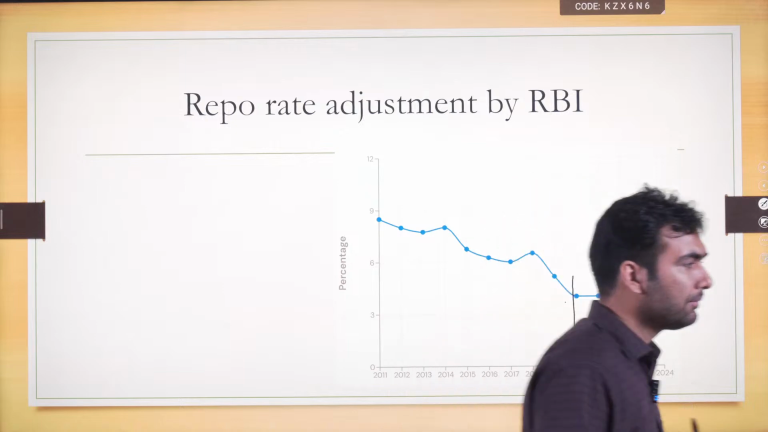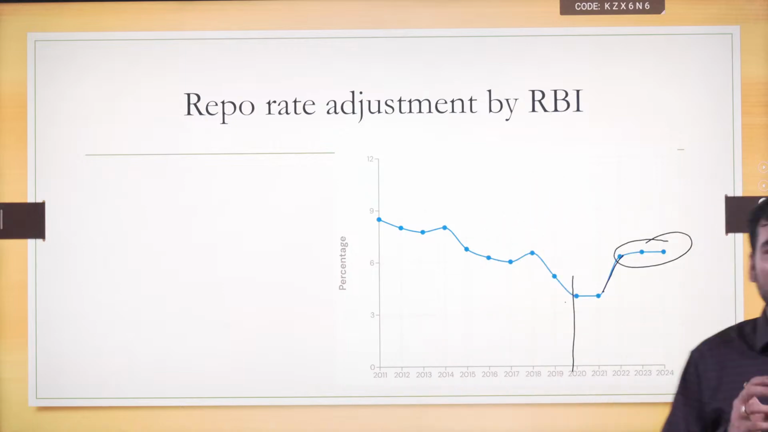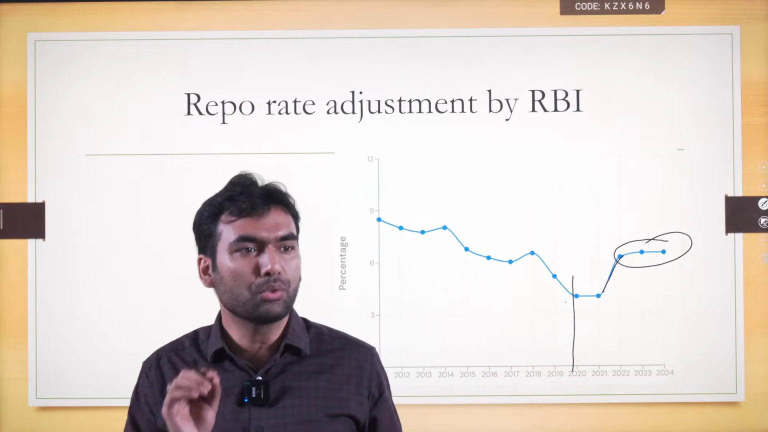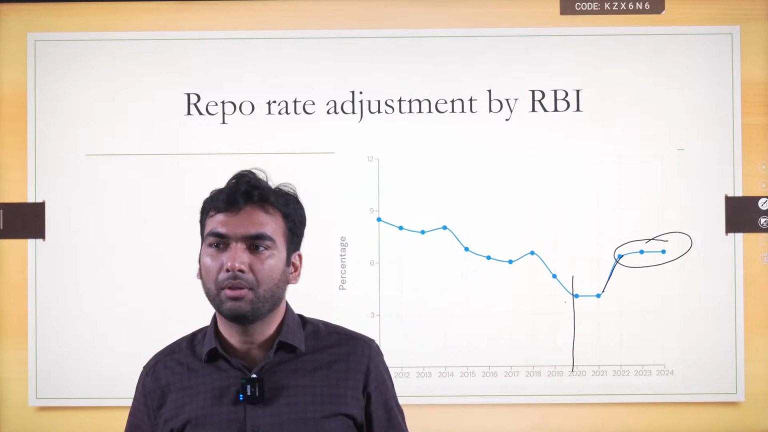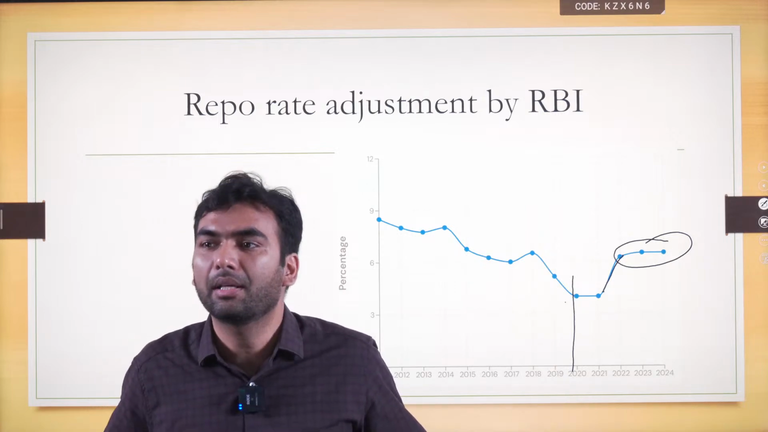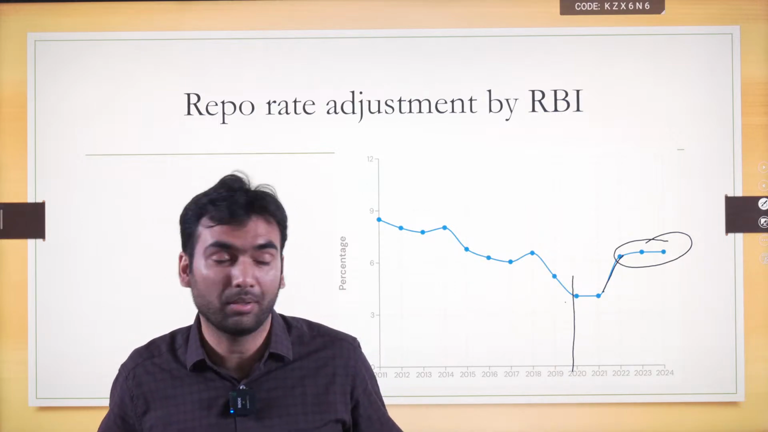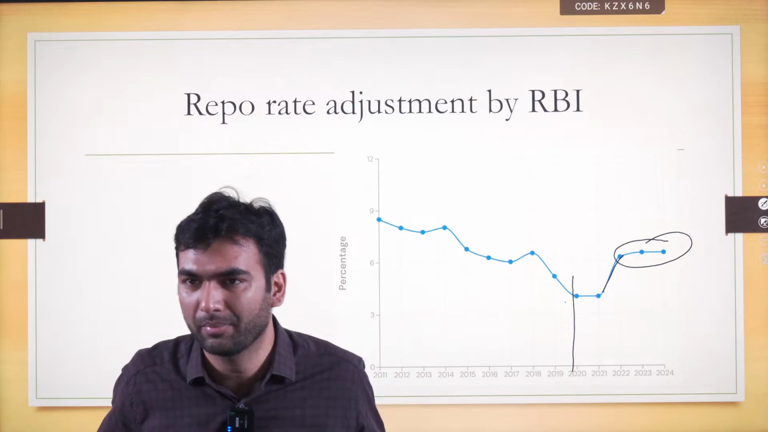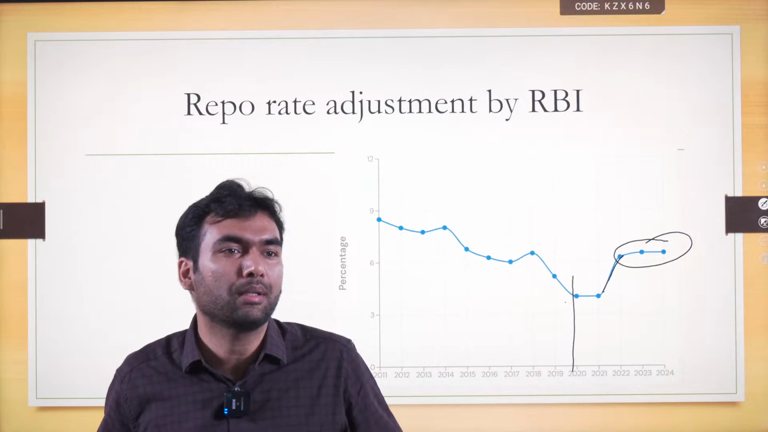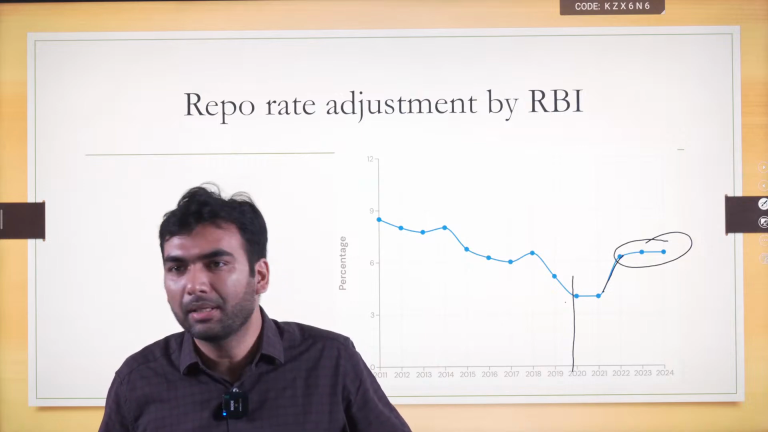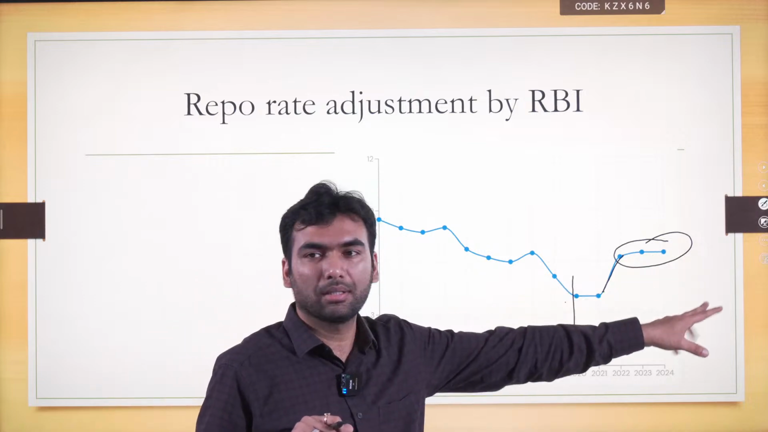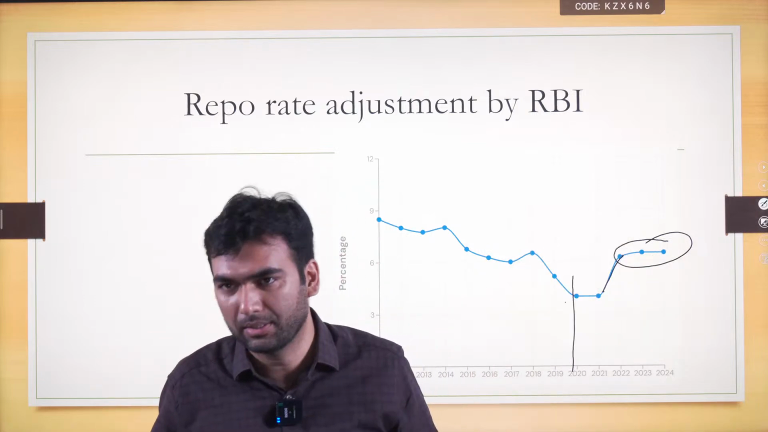Do you read the newspaper when monetary policy committee meetings happen? There is a statement by RBI. Those things you should read. When the last monetary policy committee meeting was happening, inflation had moderated to some extent. It was between 4 and 5. So a lot of businesses were making this demand that probably RBI should now start reducing the repo rate or interest rate.